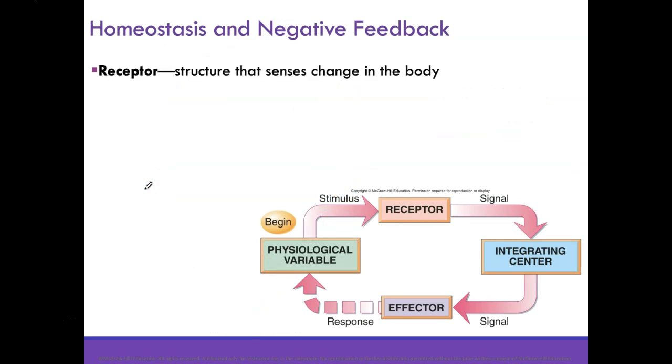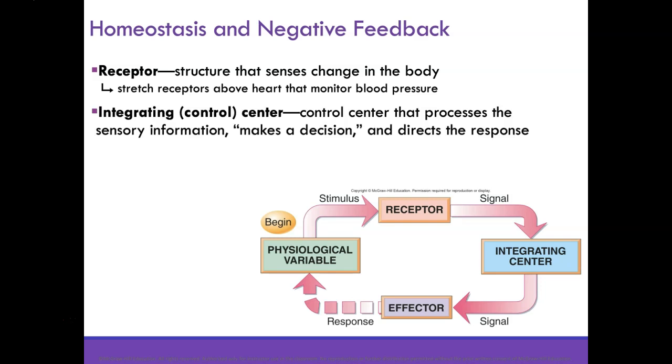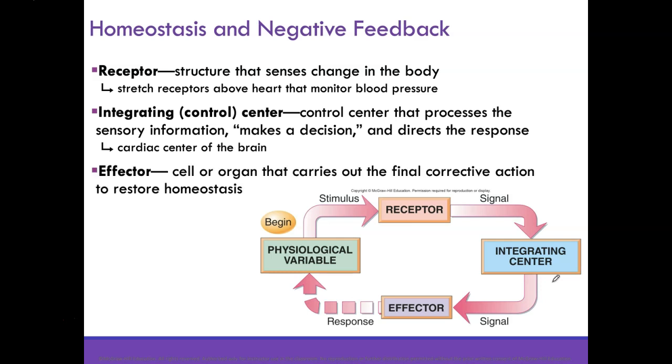So there's always a receptor, which is the structure that senses the change in the body. That could be, in our previous example, the stretch receptors above the heart, the baroreceptors that monitor blood pressure. Then there's the integrating center, or control center, that makes the decision based on the sensory information. That was the cardiac center of the brain that received the information from the heart and then made a decision to tell the effector, which happens to be the heart as well, the organ that carries out the final corrective action to restore homeostasis. So this was the heart increasing contractions to then increase the blood pressure.